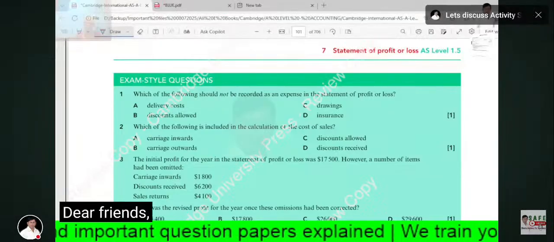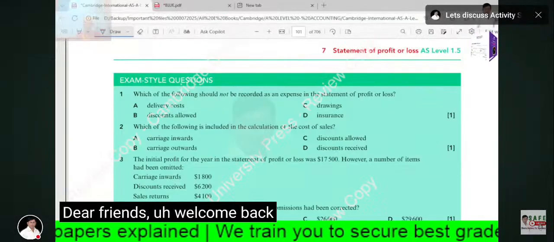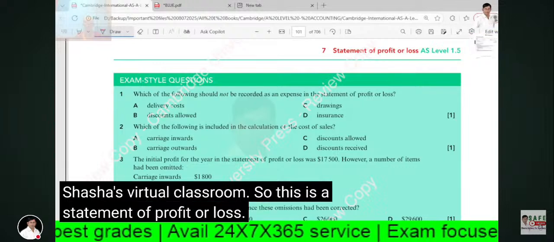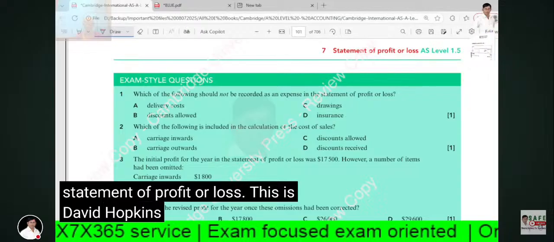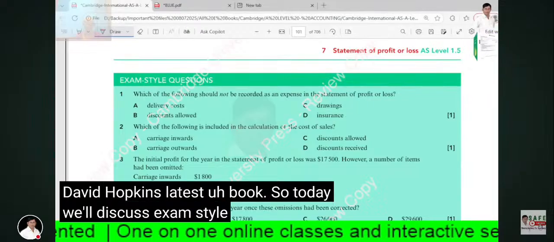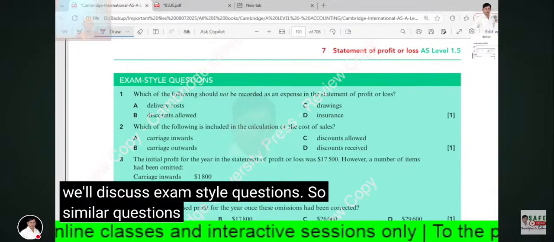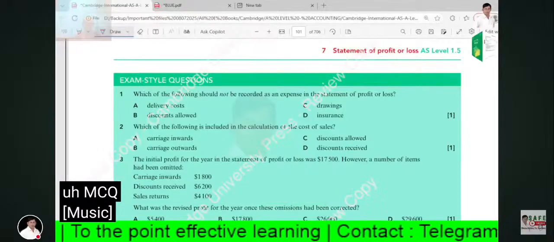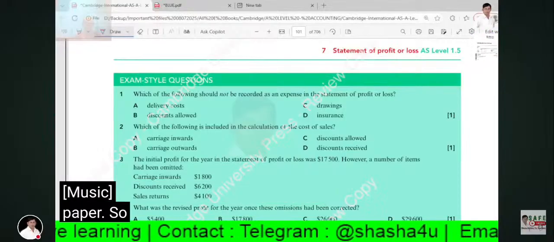Dear friends, welcome back to Shasha's virtual classroom. This is a statement of profit or loss. This is David Hopkins' latest book. Today we'll discuss exam style questions. Similar questions are asked in the AS level MCQ paper.